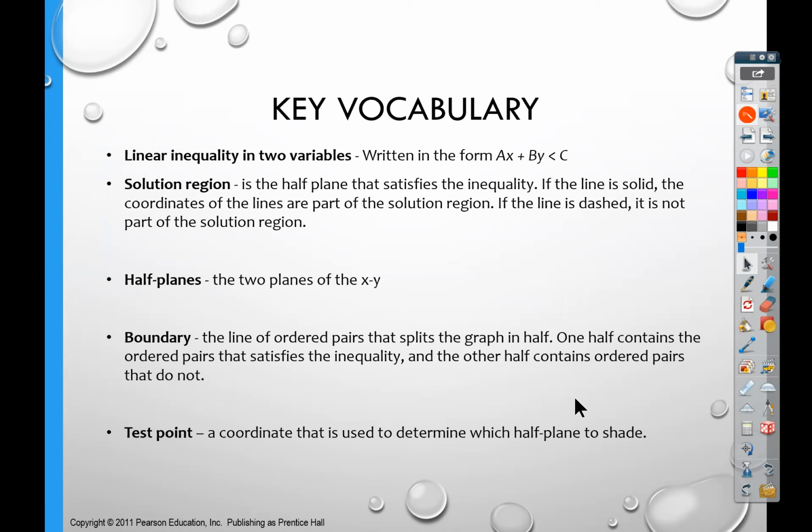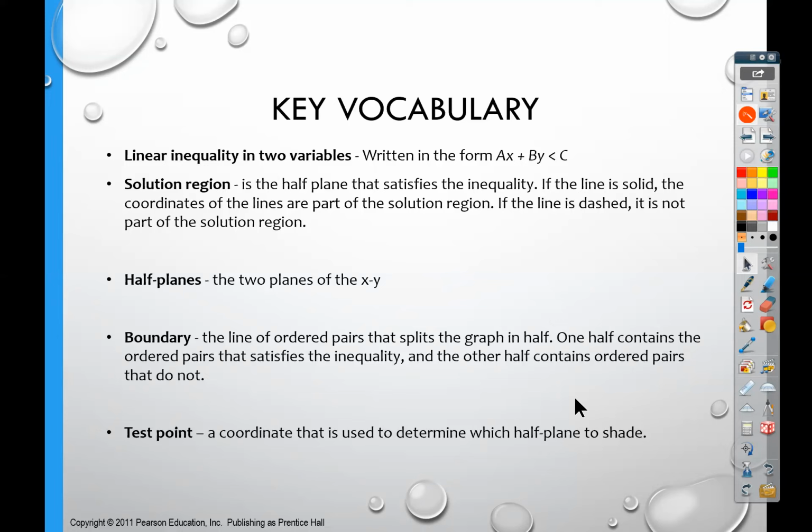A linear inequality in two variables can be written in the form ax plus by is less than c. And then of course that inequality can be switched out for any other inequality sign. The solution region is the half plane that satisfies the inequality. If the line is solid, the coordinates of the line are part of the solution region. If it's dashed, it is not part of the solution region.